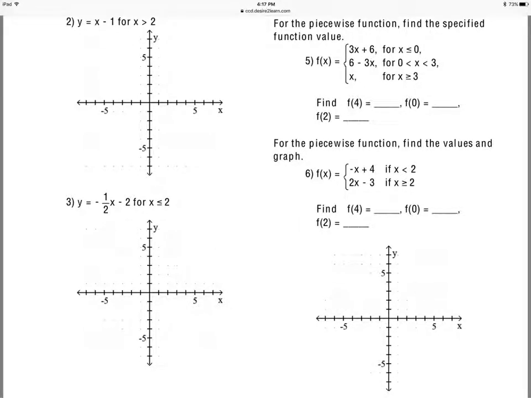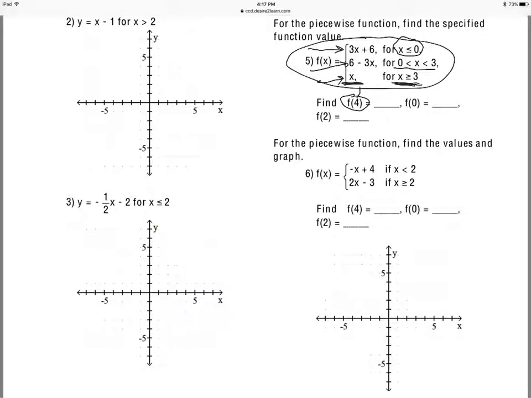Okay, more on piecewise functions. Now, take a look at question 5 here. This is saying I am going to use this equation for when x is less than or equal to 0, this equation when x's are between 0 and 3, and this equation for when x's are greater than 3. So f of 4 means x is 4. Can you see I'll be using this bottom equation, because this is for when x's are greater than 3 and 4 is greater than 3.